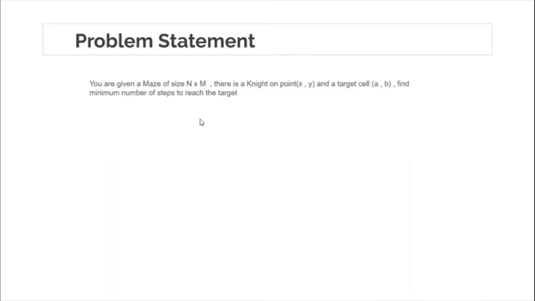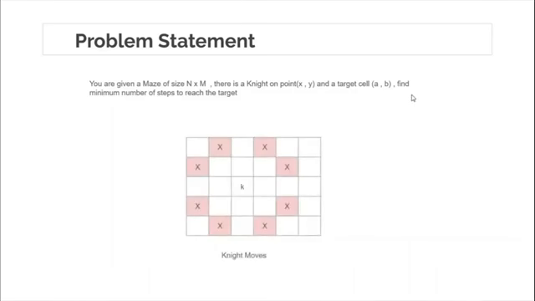So the problem statement is you are given a chess board, or basically a 2D grid. It doesn't matter, it doesn't need to be a chess board. It is a 2D grid of size n cross m. There is a knight at position x comma y, and there is a target cell a comma b, and we have to find the minimum number of steps for the knight to reach the target. Before discussing the algorithm, you must know the moves of a knight.